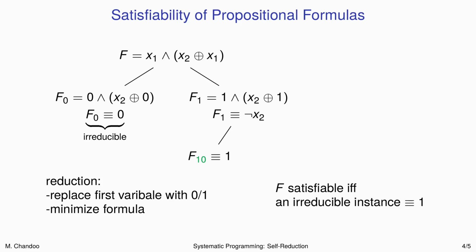So in general, a formula f is satisfiable if and only if the reduction tree contains a leaf whose irreducible instance is equivalent to 1.